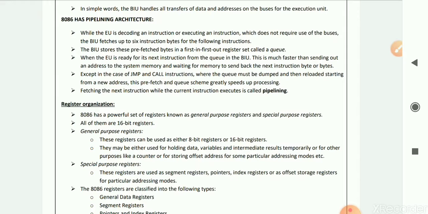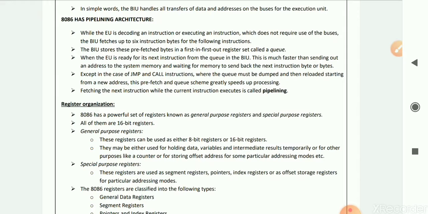Special purpose registers, as in 8085 you have studied, that is stack pointer, program counter. So here are also some special purpose registers. These registers are used as the segment registers, pointers, index registers, or offset storage registers for particular addressing modes. For different addressing modes, in special purpose registers you can use the segment registers, that is, the memory is divided into 4 segments, index pointers, data pointers, etc.